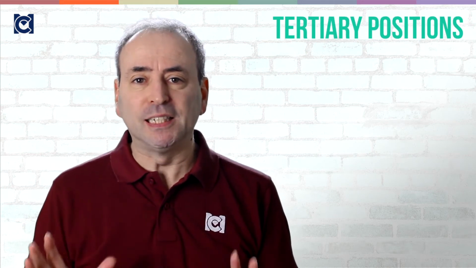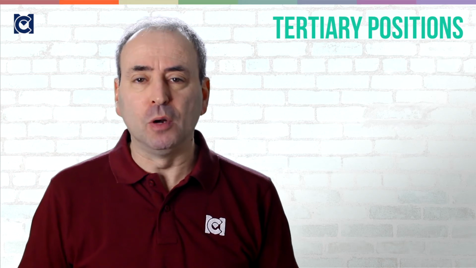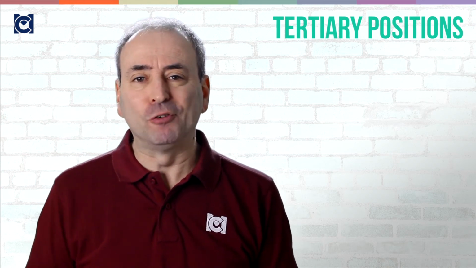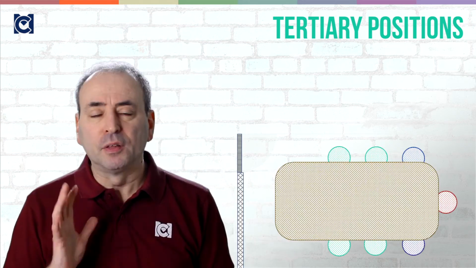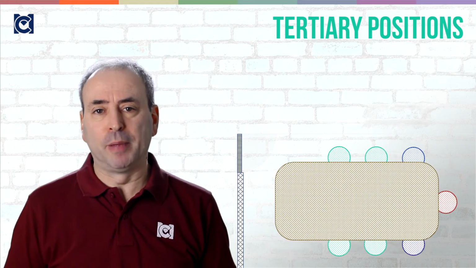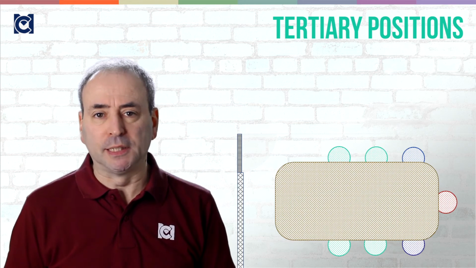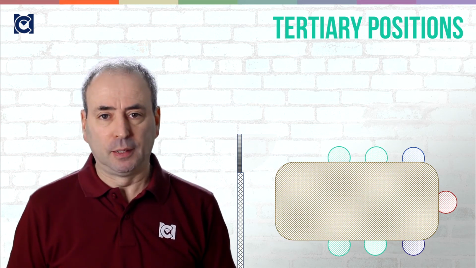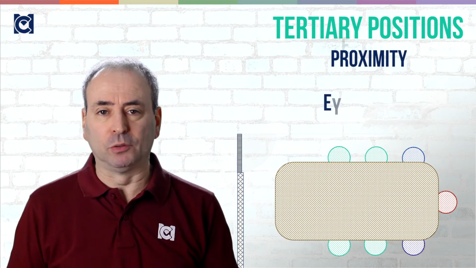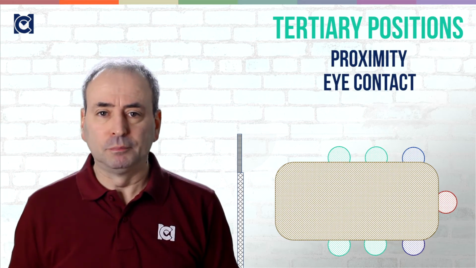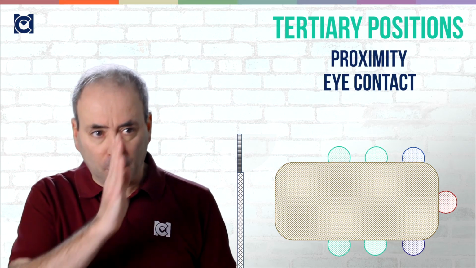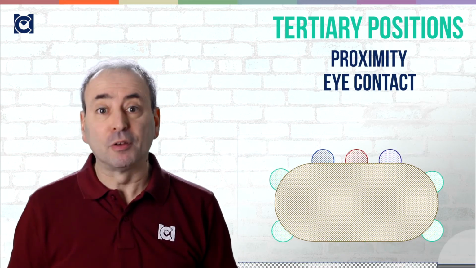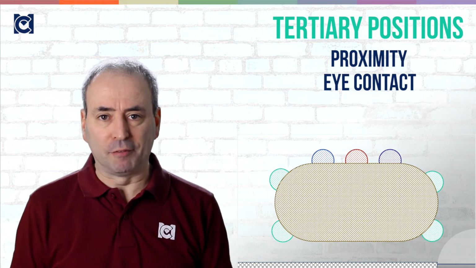Next are the tertiary positions. Positions in the room with a clear view of the apex player, and therefore whom the apex player can see easily. The level of influence you'll have over the apex player from one of the tertiary positions depends on 2 things: proximity and eye contact. The nearer you are, the more influence you have, and the stronger the eye contact, and therefore the most direct line you have, the more influence you're able to have.